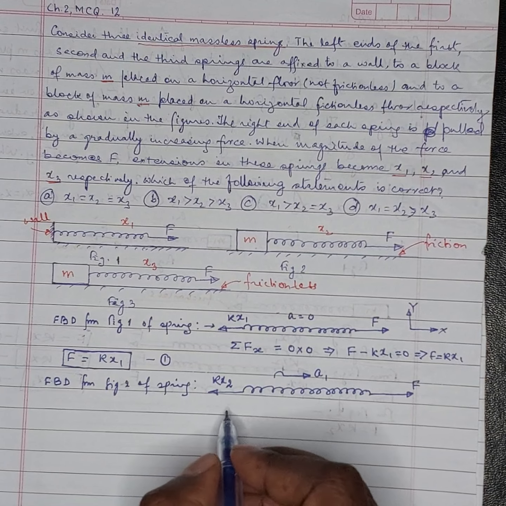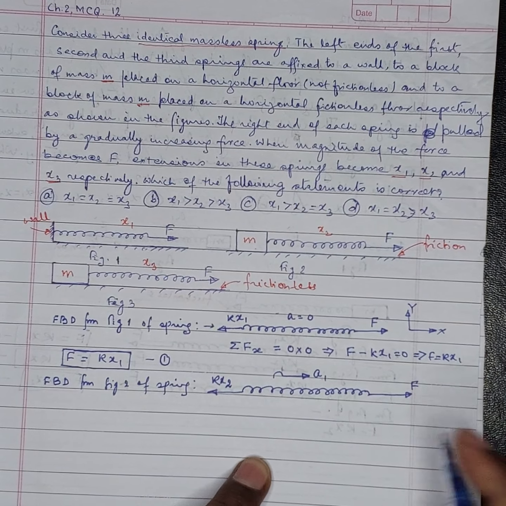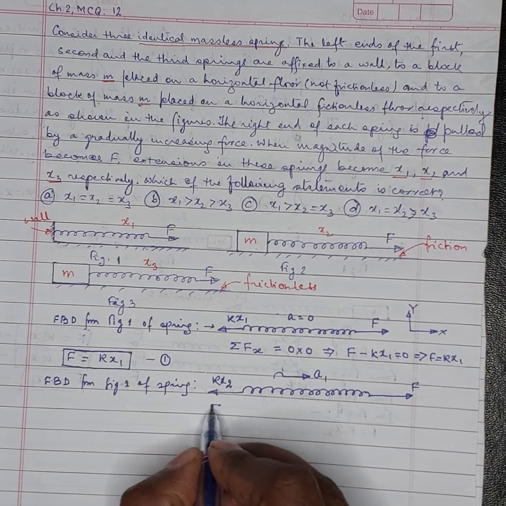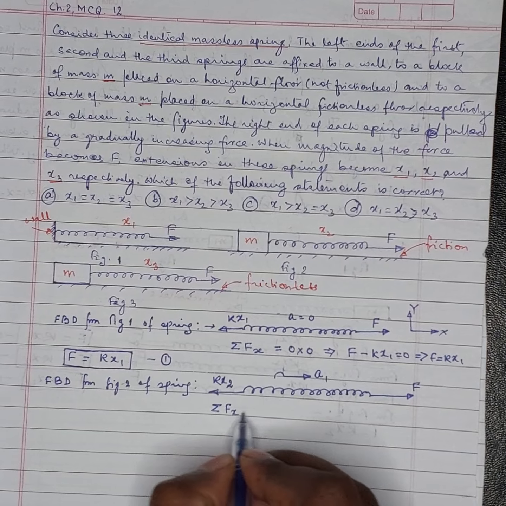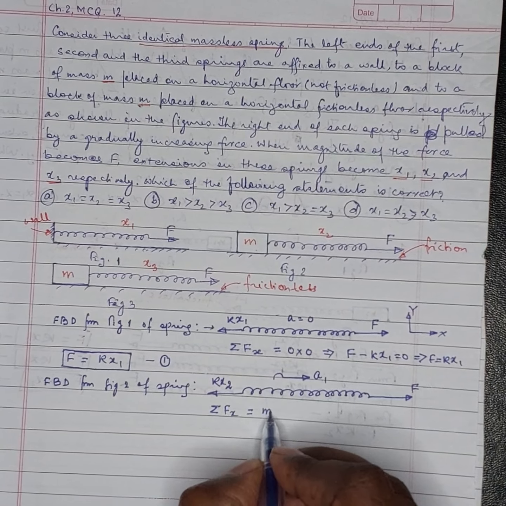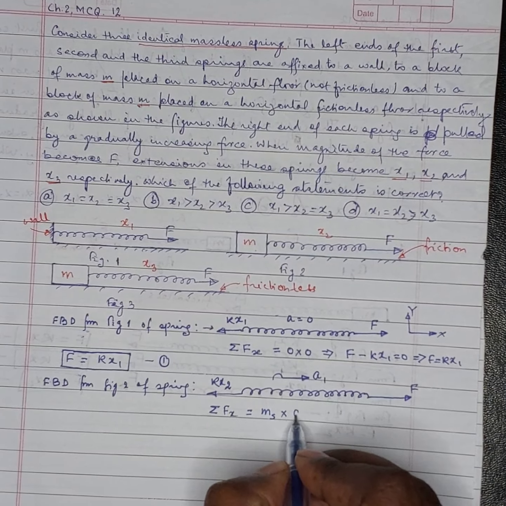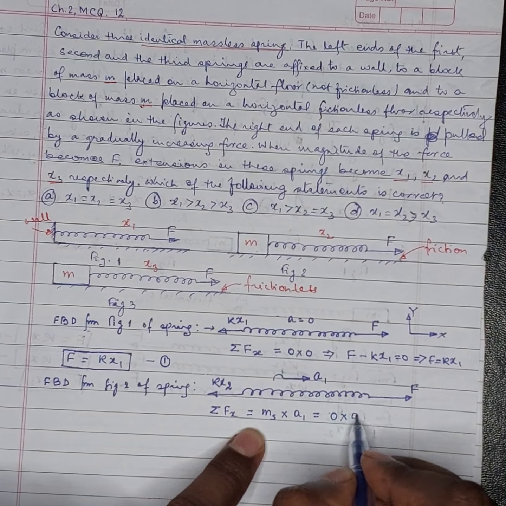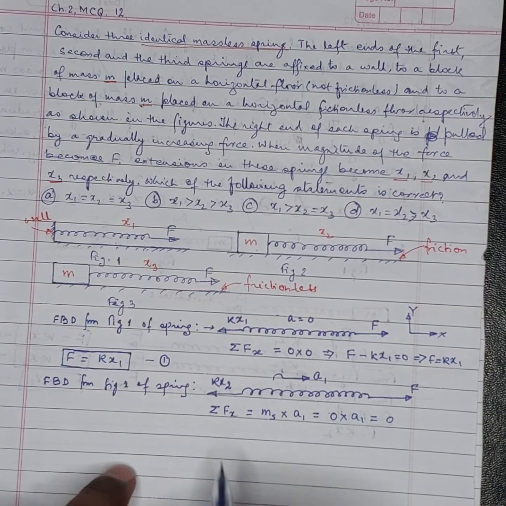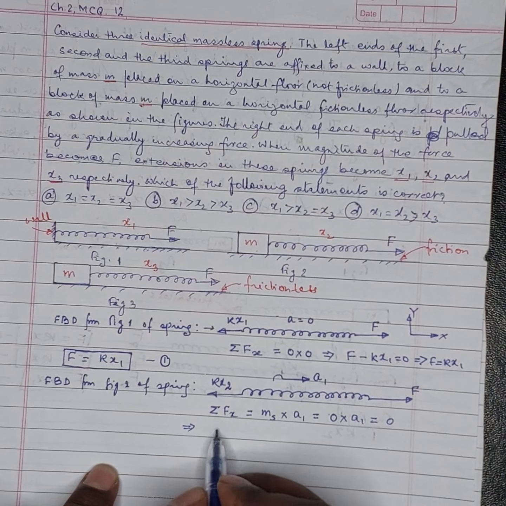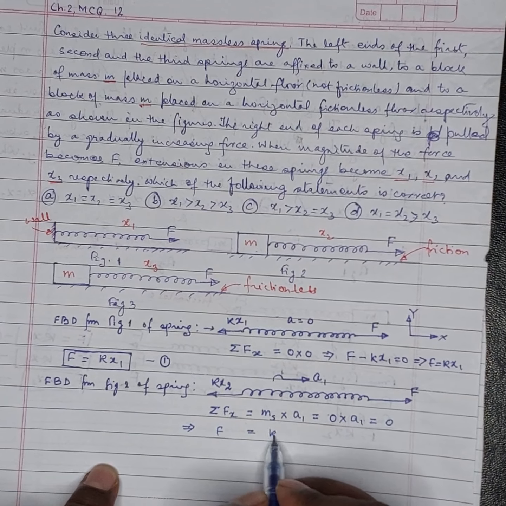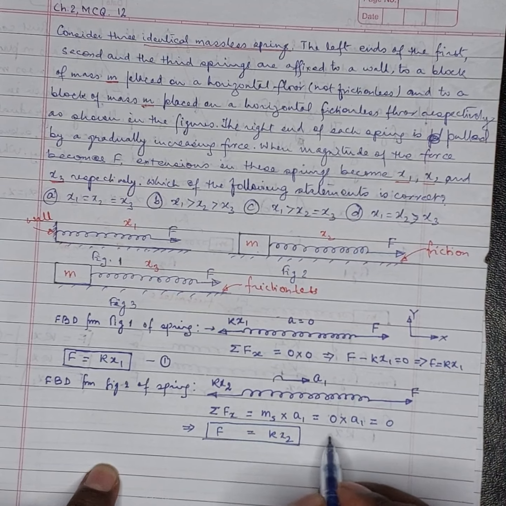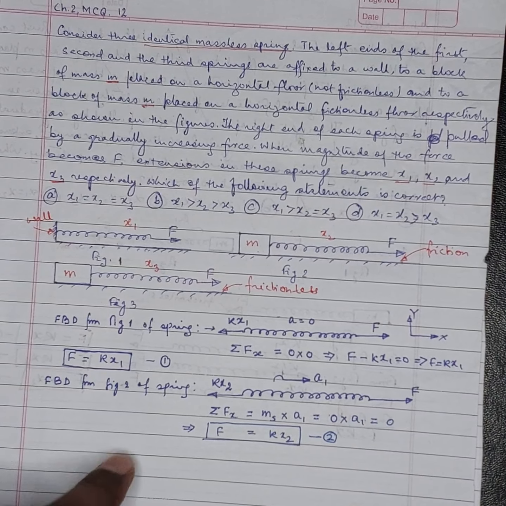Again Newton's law of motion, so you can write x-axis is this direction, y is this direction, the same as before. The summation of Fx will be the mass of the spring into acceleration, but the mass of the spring is 0, so this will be 0. So again you get F is equal to kx2 from here. This is your equation number 2.